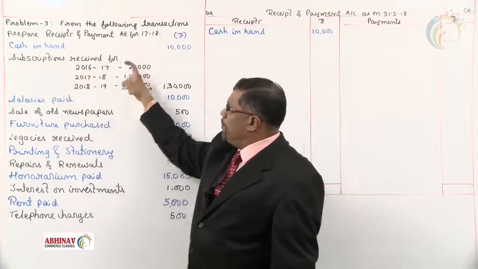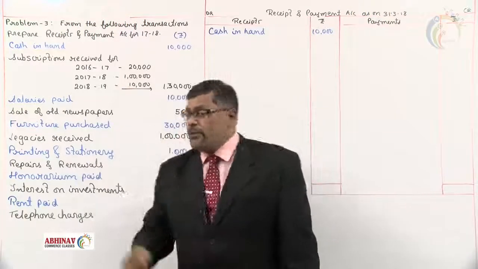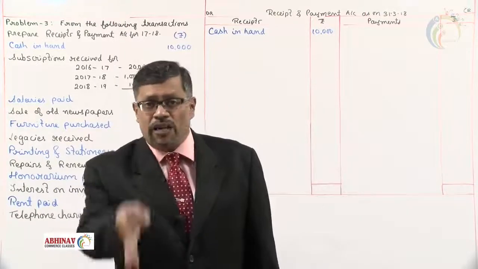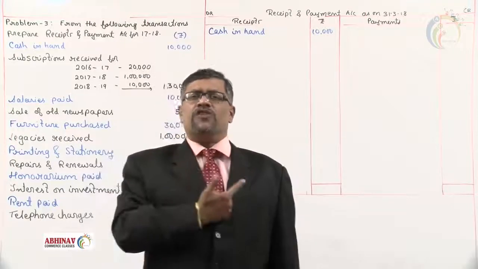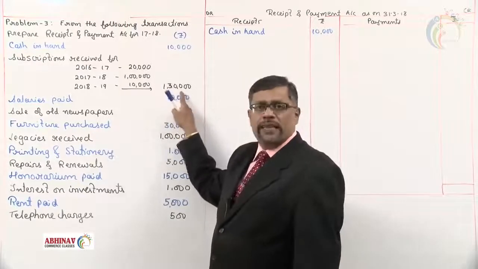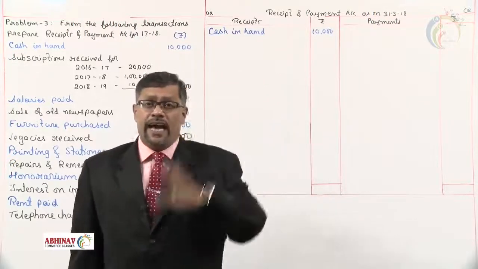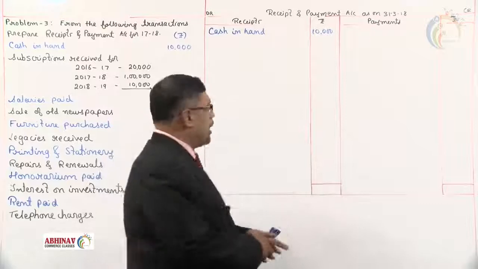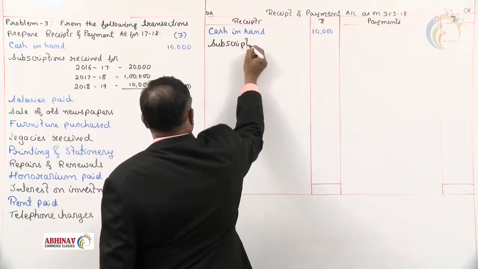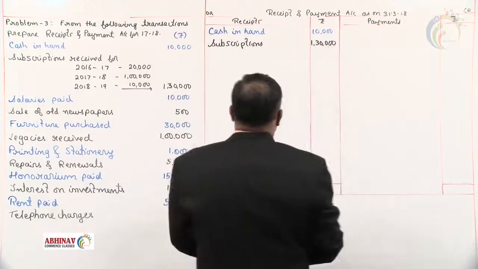Subscriptions received for the previous year 16-17, current year 17-18, and next year received in advance 18-19. We are not concerned with which year we are receiving for. We are concerned with what? Cash flows in. Yes, that is to be entered in the receipt and payment account. How much total subscriptions have we received? 1,30,000. So the cash balance will increase by 1,30,000. Increase in cash, increase in assets, we debit. Let us debit subscriptions with the total of 1,30,000.